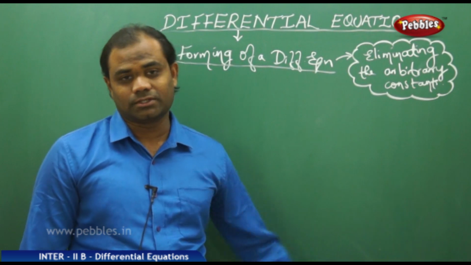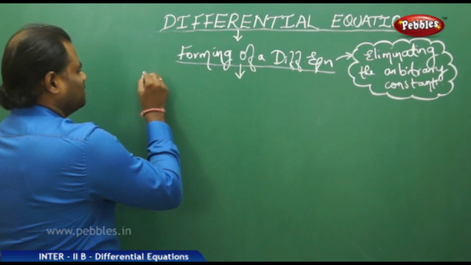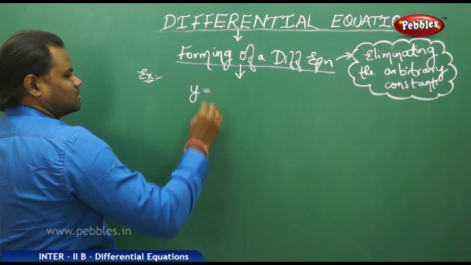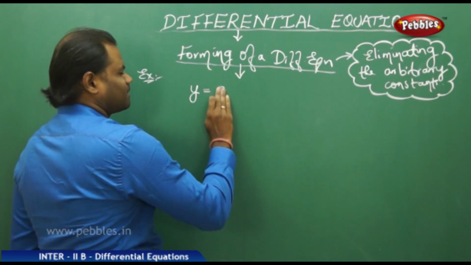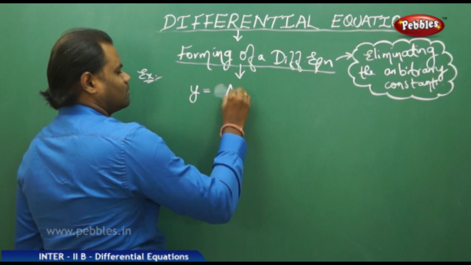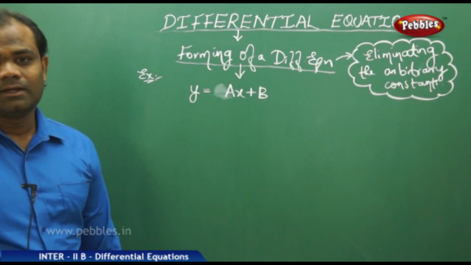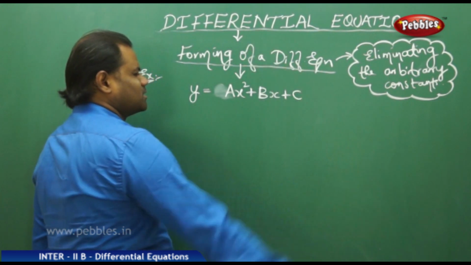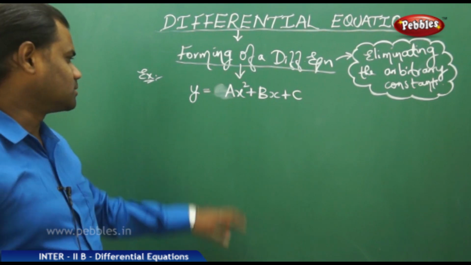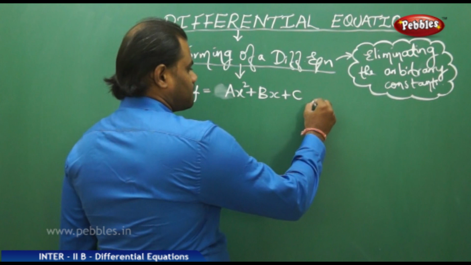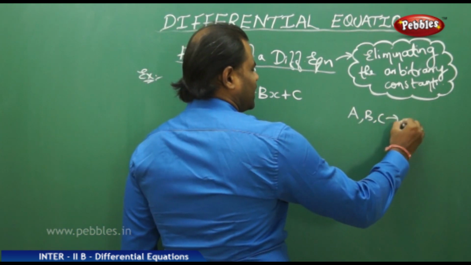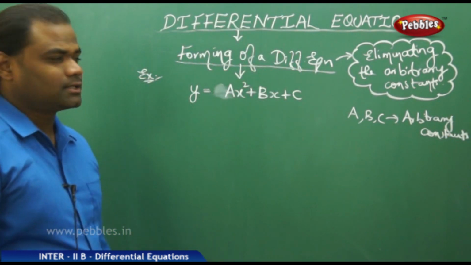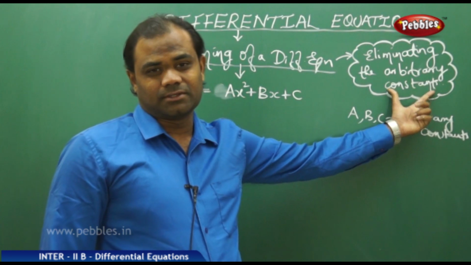So let's see how we can solve this. Say for example, I have an equation y equals ax plus b. Now this has two arbitrary constants, or let me take y equals ax squared plus bx plus c. So this has three arbitrary constants, a, b and c. So here a, b, c are the arbitrary constants. So our target now is to eliminate a, b, c, the arbitrary constants of the equation.